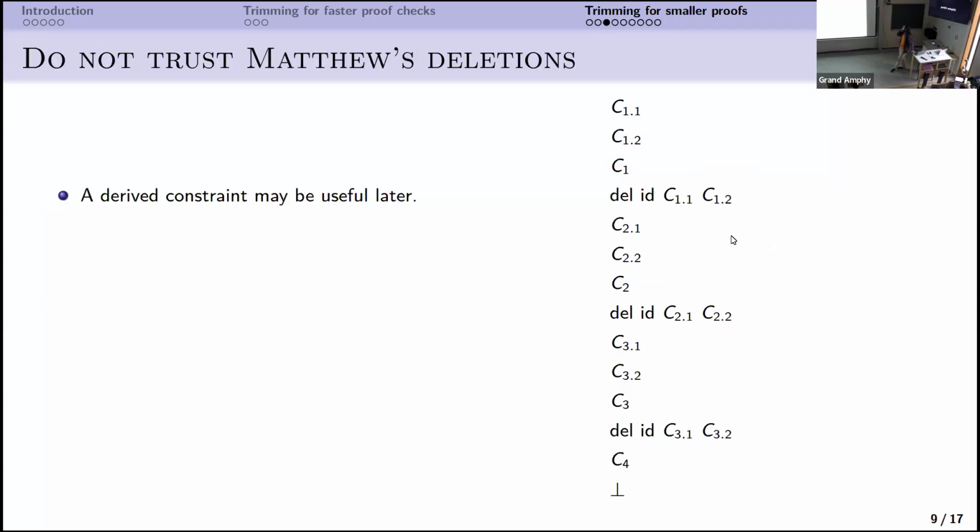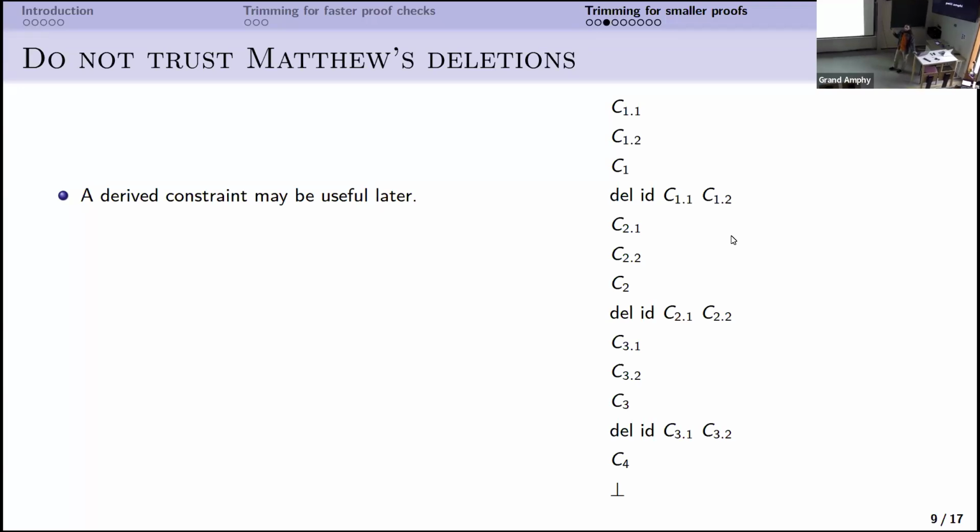The first thing we don't trust in Matthew's proofs are the deletions. What can usually happen in proofs, especially for the constraint solver, is that Matthew is going to make a lot of intermediary steps to compute one constraint that is really important. So for example, here he computes C11, C12, and then he deduces C1, which is the thing I want to deduce. Then he deletes C11, C12, and sometime later in the proof, he makes C21, C22, and deduces C2.